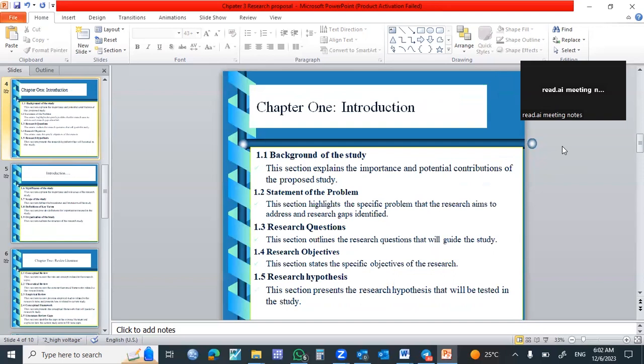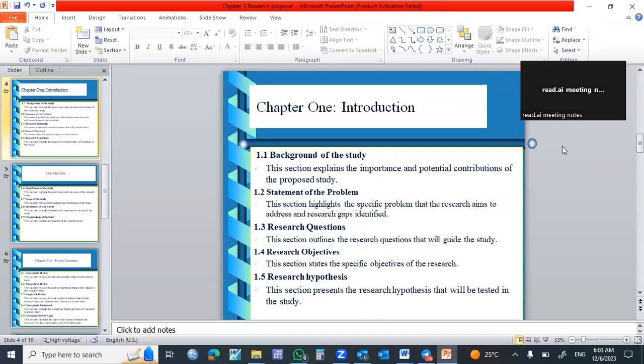Having this concept, we'll proceed to the next section of our class, which is the first chapter of our proposal. The first chapter will consider the introduction, and this introduction will have a background of our study. The background of our study addresses the importance and the potential contribution of our research topic, and we will explain the ideas from general to specific, or from global to local. Next, we will have a statement of the problem that states the specific problems that our research aims to address and identifies research gaps. Generally, the statement of the problem gives an idea of why we are conducting this topic.